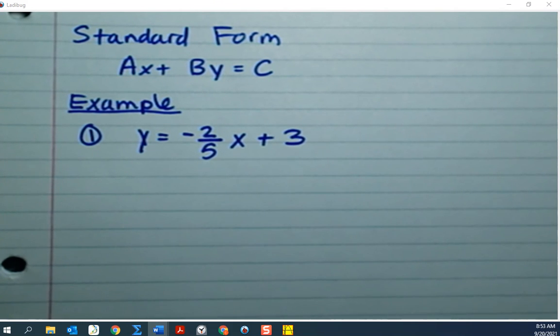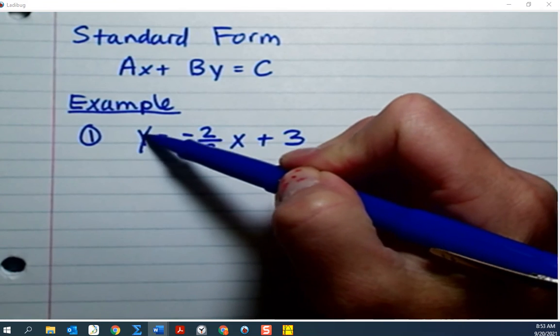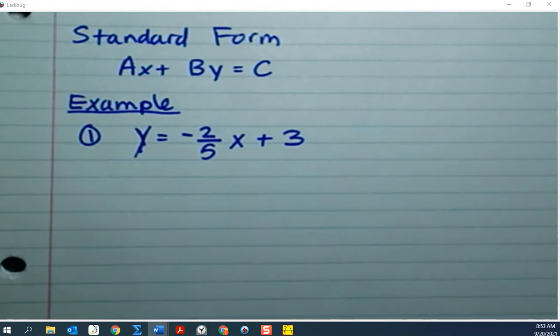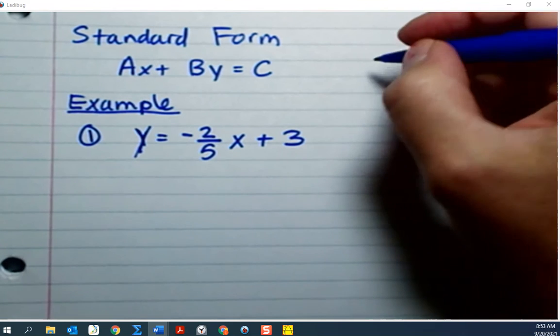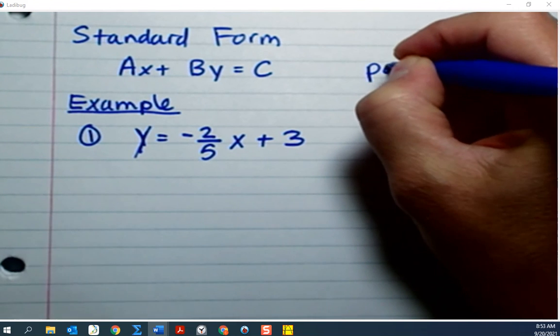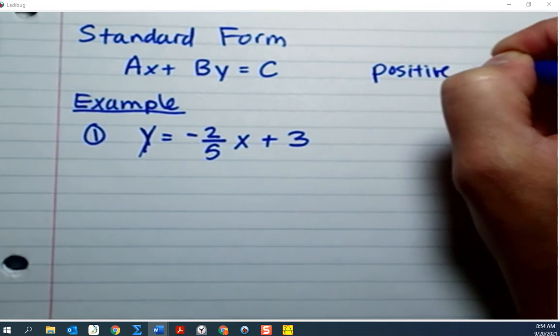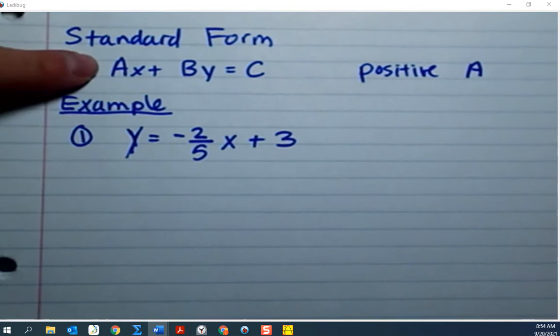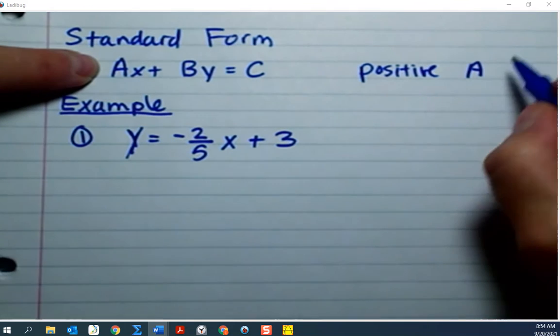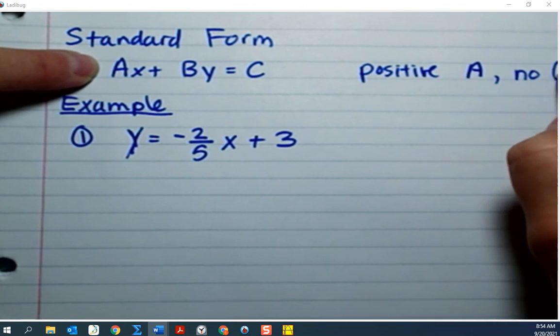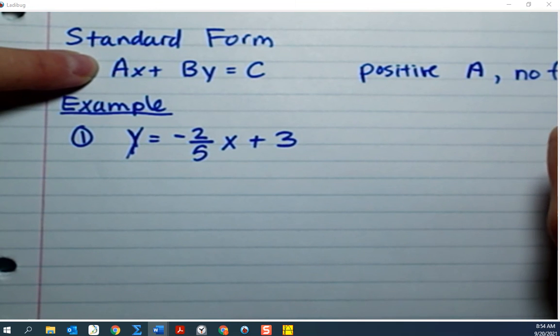Okay, well, that's not standard form. It's not. That's slope-intercept form. I want you to put it in standard form. Okay, so standard form is positive A, which means the leading number needs to be positive. And no fractions.